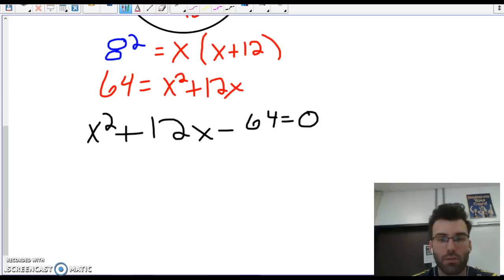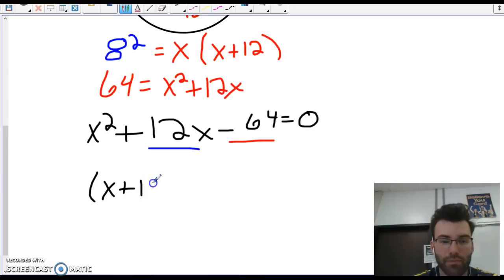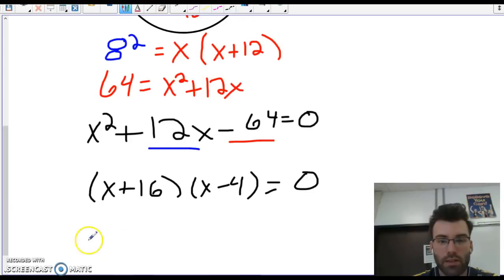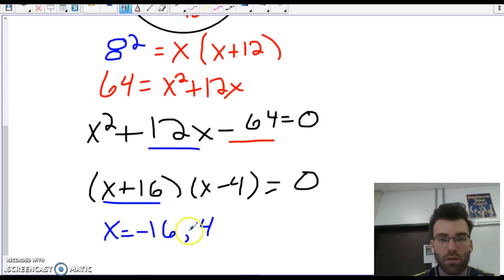We have to find two numbers that multiply to give us negative 64 and add together to give us 12. And that is 16 and negative 4. So we get X plus 16 equals 0, subtract 16, and you get X equals negative 16. Similarly, X minus 4 equals 0. Add the 4 to the other side, so you get X equals 4.